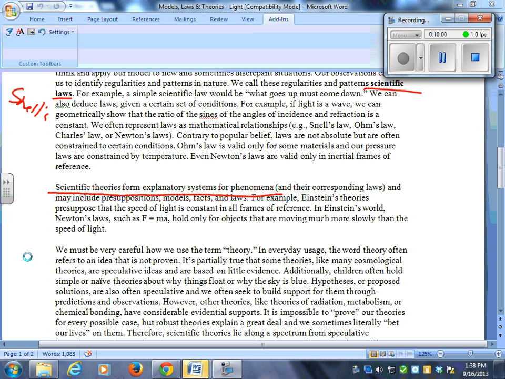For example, Einstein's theories presuppose that the speed of light is constant in all frames of reference. Einstein's laws aren't worth anything if you don't assume that the speed of light is a constant. Big Bang Theory, speed of light, constant. Anybody know the number? It's 3 times 10 to the 8 meters per second. That's pretty fast. Newton's laws only hold true for objects that are moving much more slowly than the speed of light. So Newton's laws only work when you're not traveling crazy super fast.